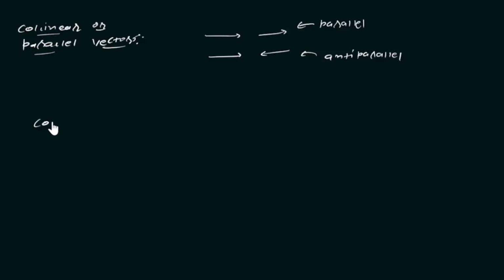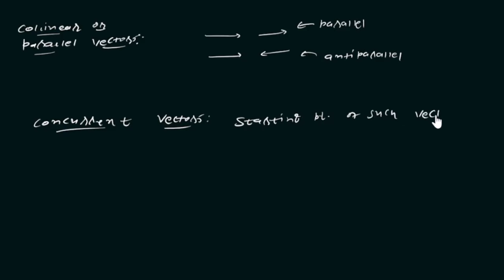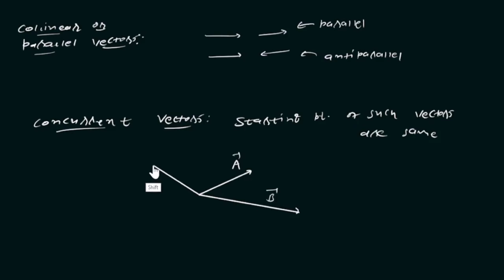Apart from this, we have another type of vectors, which are concurrent vectors. The starting point of such vectors is the same. If we have one vector like here, another here, this is vector A, this is vector B, and the third vector is here, this is vector C. Such kinds of vectors are known as concurrent vectors.